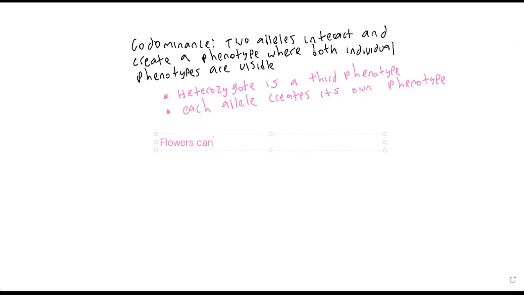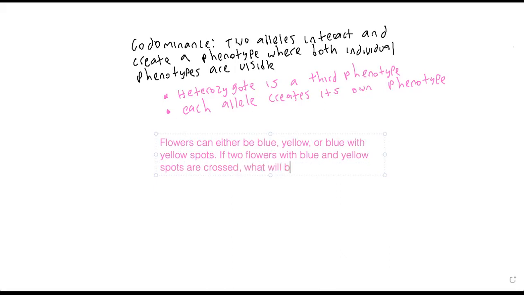Flowers can either be blue, yellow, or blue with yellow spots. If two flowers with blue and yellow spots are crossed, what will be the possible outcomes?